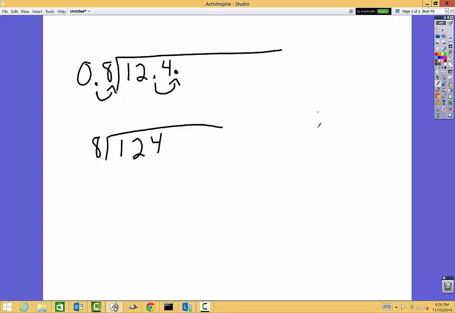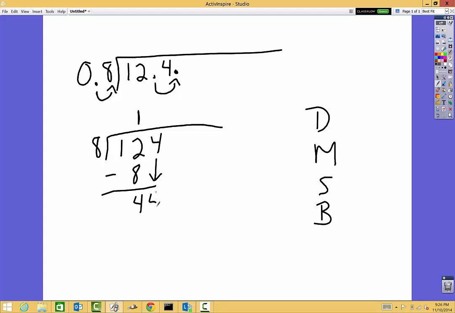I'm going to use that same acronym. Does McDonald's Serve Burgers? 8 goes into 12 1 time. Multiply, 8 times 1 is 8. Subtract, I get 4. Bring down. And I repeat. So divide. How many times does 8 go into 4? It goes in 5 times. 5 times 8, that is 40. Subtract, and now I'm done. If you remember from before, since I have nothing to bring down, I could change it to a fraction.